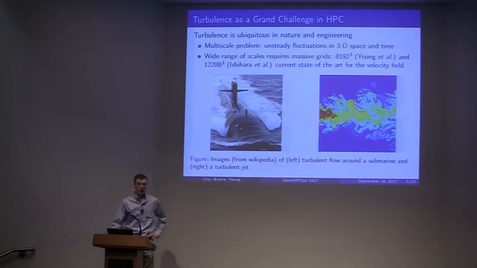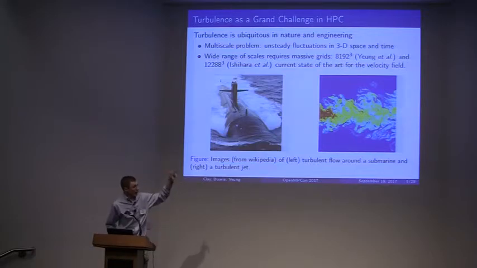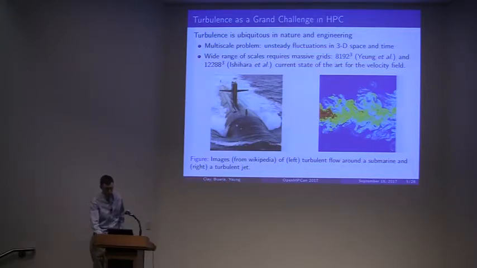Turbulence is very challenging because turbulent flows are three-dimensional and they're multi-scale in nature. So we have a wide range of scales in both space and time that we have to resolve in a simulation or even in an experiment in a laboratory. And the result is that the computations for realistic systems are very large. The computational grids used in some of the most cutting-edge simulations to date are of the order of 8192 cubed grid points, which my advisor has been working on on Blue Waters. This is about half a trillion grid points. And then there are some folks in the Japanese group who have gone up to 12K cubed.